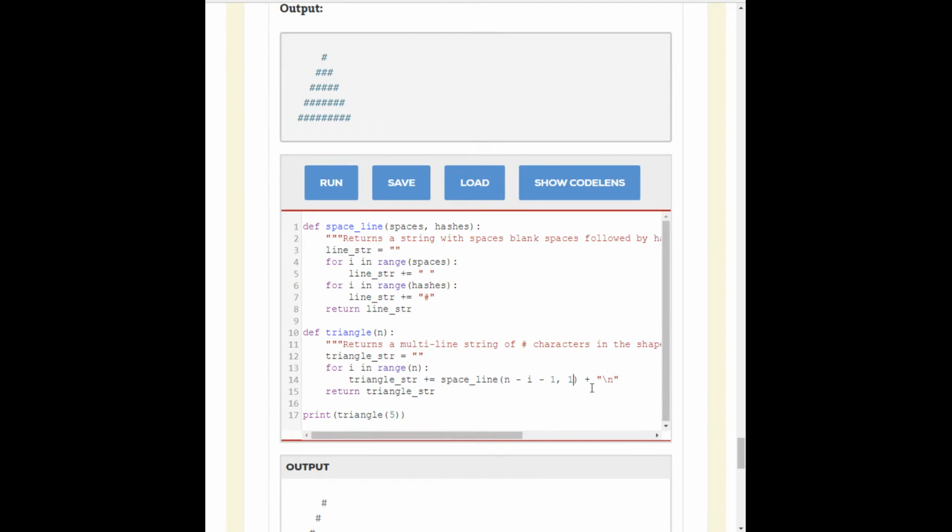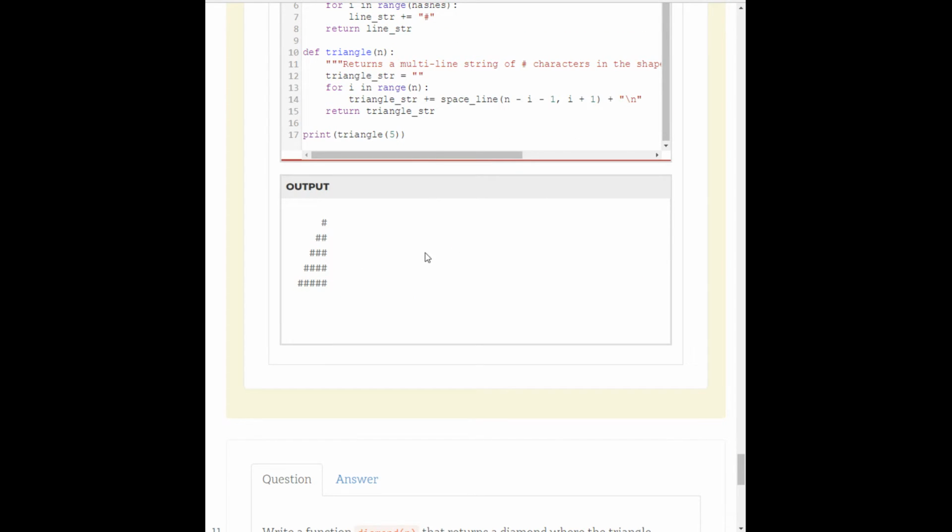So our number of hashes is going to be equal to i plus 1, right? The first time through, it'll build i plus 1, which is 1. The second time through, it'll build i plus 1, which is 2. The third time through, it'll build i plus 1, which will be 3, because i is increasing every time by 1. So this should get me a right-aligned triangle.